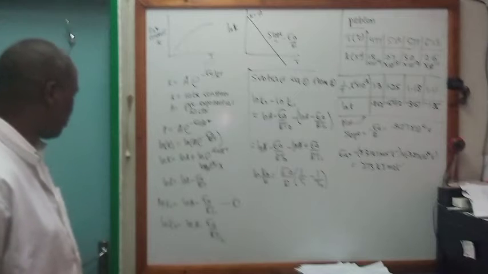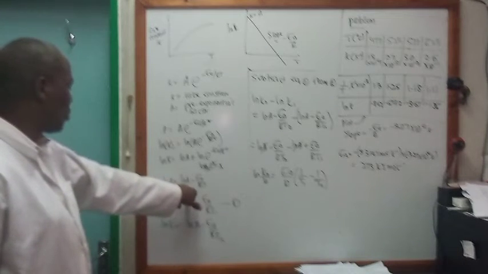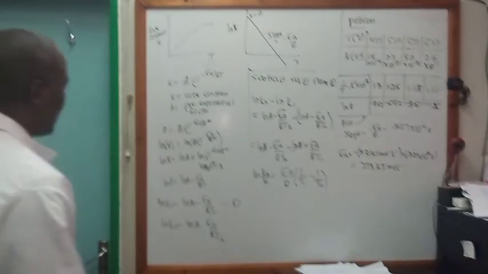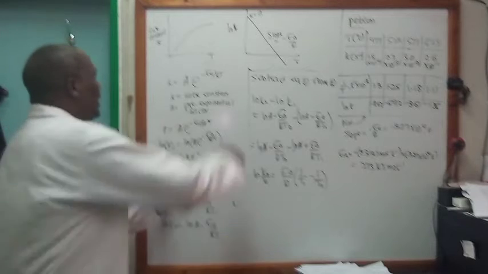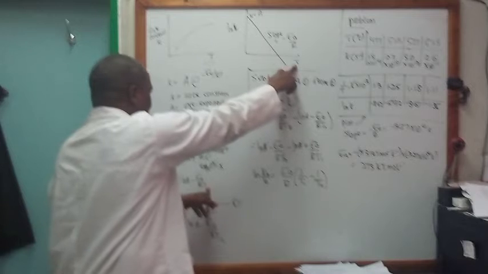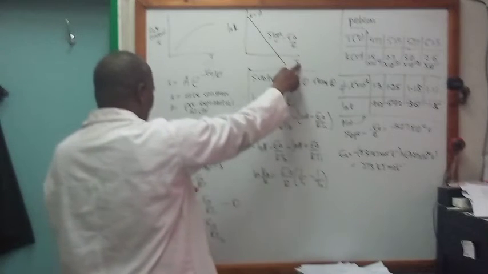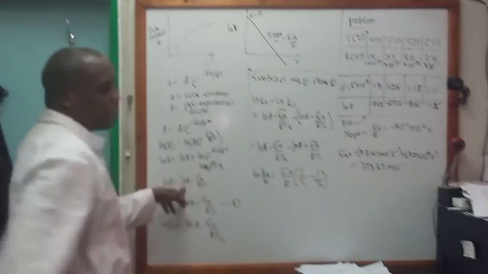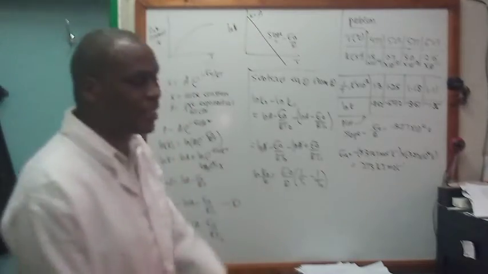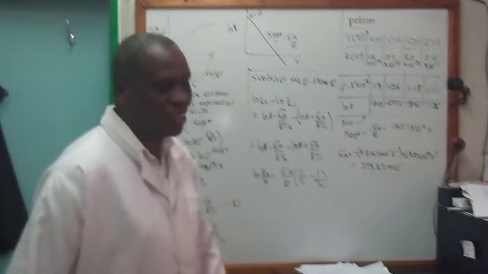So this is what you are going to get here. Natural log k is equal to natural log a minus Ea over R. So what you're going to see is that if you plot the natural log of k versus the temperature, then the gradient will become Ea over R, and the intercept will be natural log of A. So from the natural log of A at that intercept, you can determine the pre-exponential factor, which is going to be a constant for the reaction.